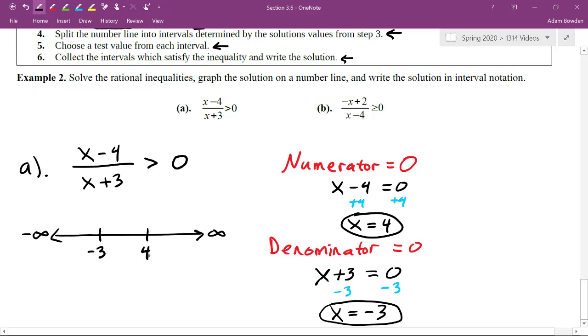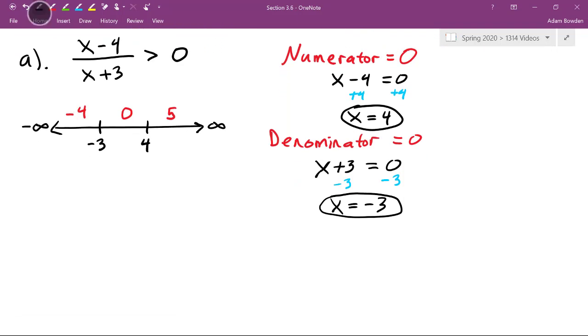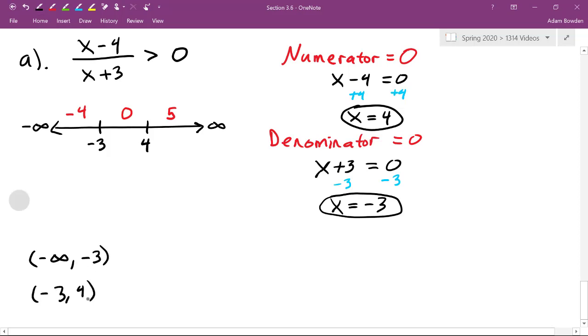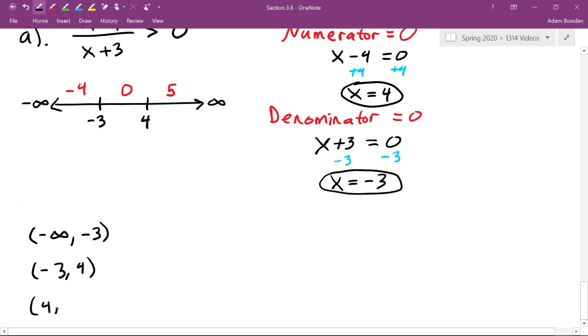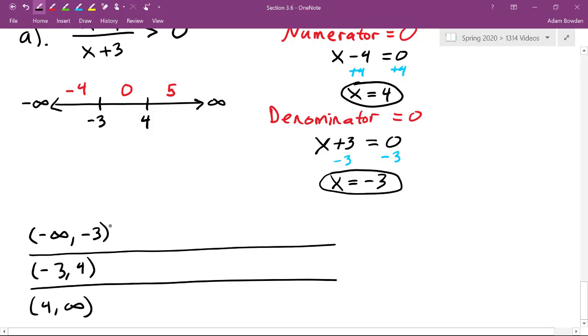Looks like on one side of negative 3 I can choose negative 4. In the middle there's a 0, and on the other side of 4 I can choose a 5. So let's set up our intervals here: negative infinity to negative 3, negative 3 to 4, and 4 to infinity. Here are our test values.